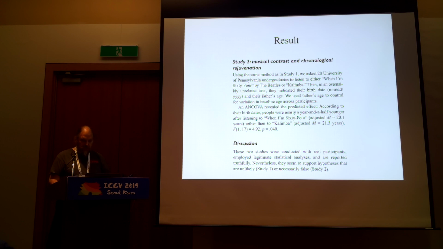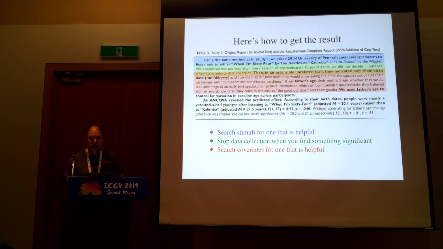So here's the result. If you listen to When I'm 64 by the Beatles, it turns out your chronological age goes down by a year and a half, right? With a p-value of 0.040, below 0.05, so you can publish it. Okay. Now, you may suspect that there's something fishy going on here, or you should suspect that there is something fishy going on here. And the only question is, what is the fishy thing? Here's how you get the result.